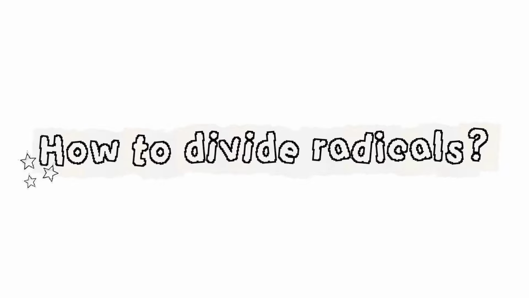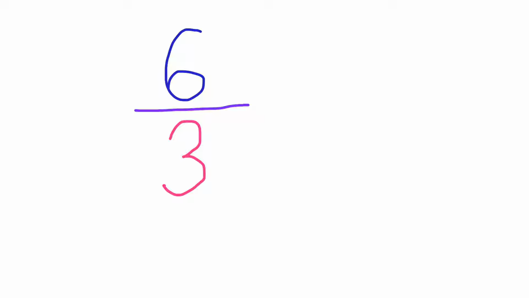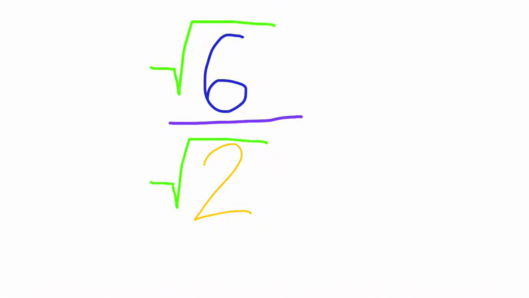How to divide radicals. First, let's start with a fraction and simplify. 6 divided by 3 equals 2. Now let's make the denominator and numerator have radicals. Square root of 6 over square root of 2.